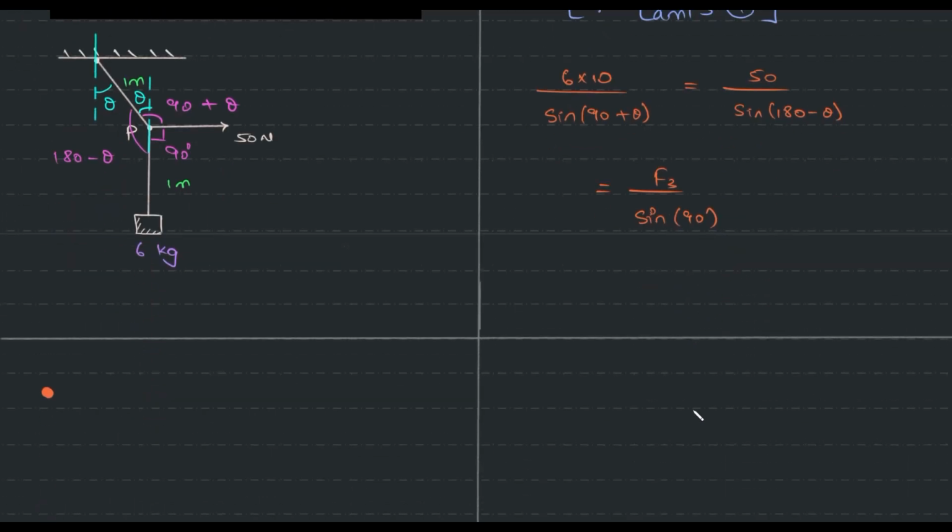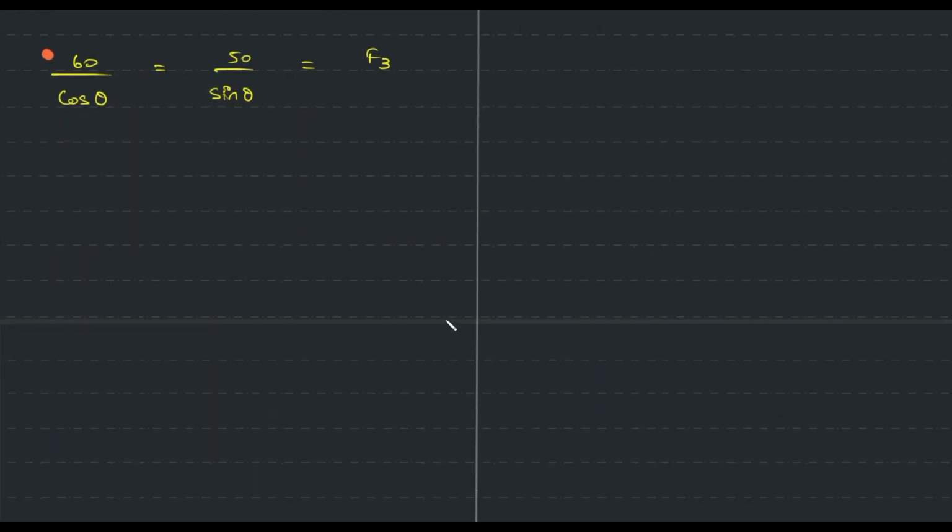Now further simplification will give us what? This is 60, this is cos theta. This is 50, sine theta. And this is F3. So we basically have two unknowns and we can get two equations. Let's see if we can solve this. If I take the first and the last expression, F3 is equal to 60 by cos theta, and no, that won't help.